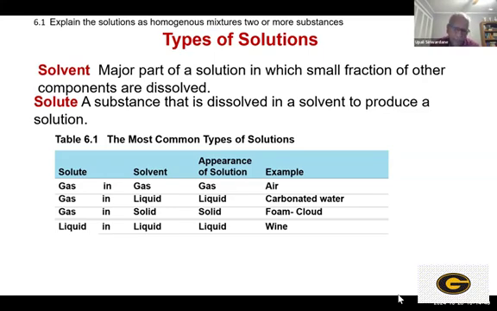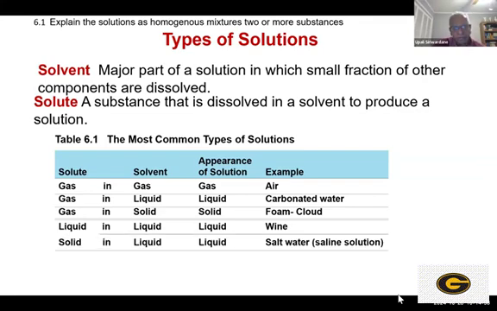Example is wine. Wine has alcohol and water mainly. Therefore, two liquids, alcohol and water, are in the wine mixture. There are other components, coloring material, flavors. They are minor components. Main components are alcohol and water. Solid in a liquid is the most common type of solution.